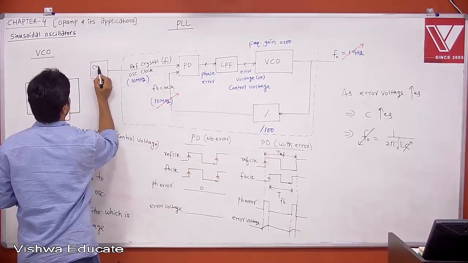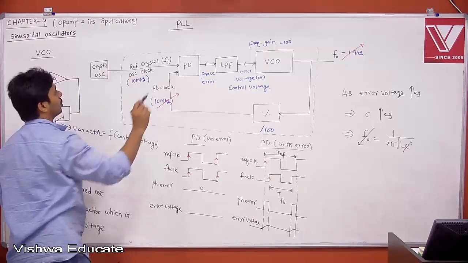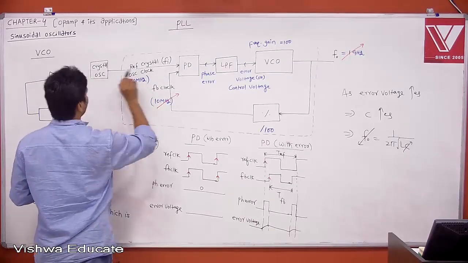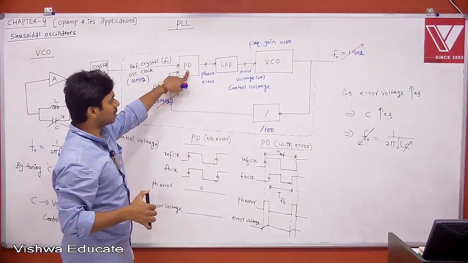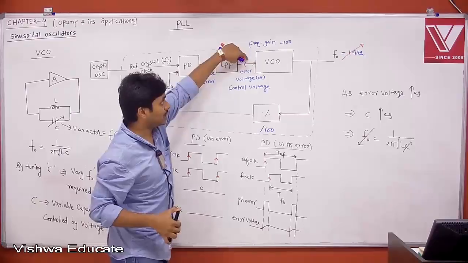Okay, this is your crystal oscillator. That is the input. But there is something in between. It can give a CMOS clock directly. The phase detector will work with CMOS. This is also a kind of phase detection. Then error voltage, analog voltage.